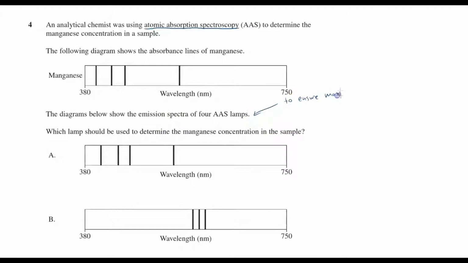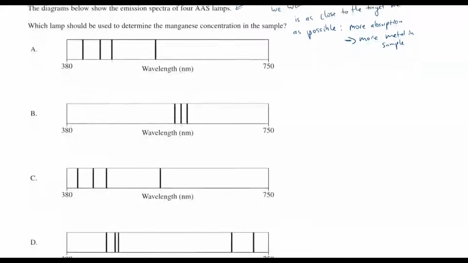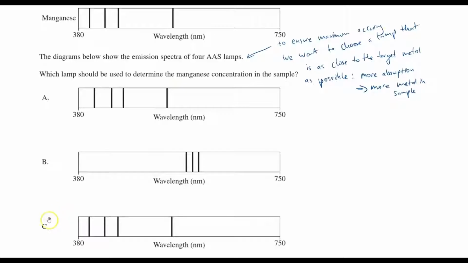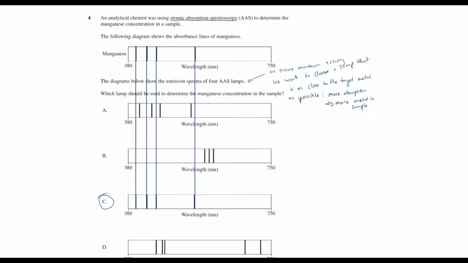So with the AAS technique, to ensure maximum accuracy, we want to choose a lamp that is as close as possible to the target metal. The emission lines should intersect with the absorption lines of the manganese. Then there is basically a one-to-one relationship between absorbance and the amount of metal in the sample, and the measure of light becomes a measure of concentration. So we basically want to match up the lines in the top spectrum to one of the ones below. Looking at all the possible options, we can see that option C is in fact completely overlapping. We can view this with the straight line tool, but in the exam you could use your ruler to align with the spectrum. Comparing all the options, it's clear that option C is the answer here.